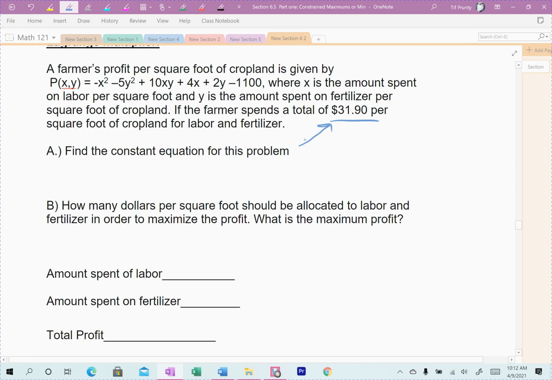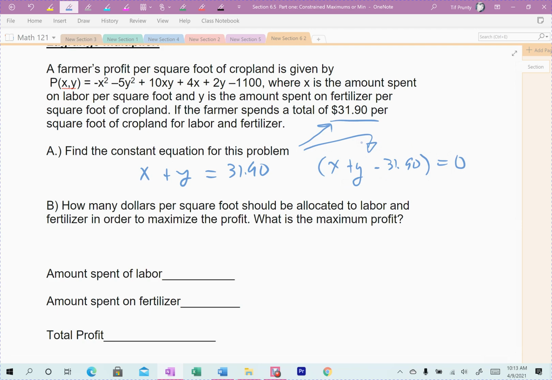Some of that $31.90 can be spent on labor. Some of it can be spent on fertilizer. When we spend X amount on labor, Y amount on fertilizer, it has to be equal to or less than the $31.90. Now again, we usually set it up as equal to. So in this case, my X plus Y has to be equal to the $31.90. Which again, we set equal to 0, so X plus Y minus $31.90 equals 0. That's the constraint equation we need. All right, so again, applications we typically have to find, but it usually is a simple linear equation. It involves my X, my Y, and some limit that I'm given.